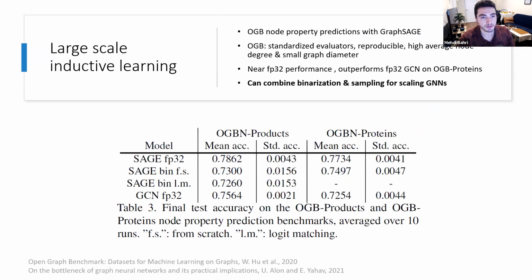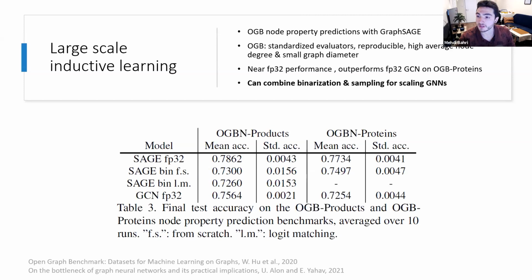We chose OGB because it has standardized evaluators, which ensure reproducibility for comparisons, and also because, contrary to other benchmarks usually used in the literature like Cora, Reddit, and smaller graphs, the graphs in these benchmarks have high average node degree and small graph diameters, which have been shown recently to potentially exacerbate some of the theoretical limitations of GNNs with the so-called bottleneck phenomenon.